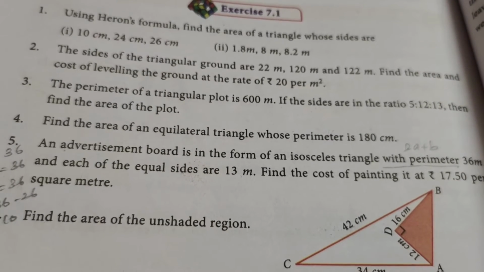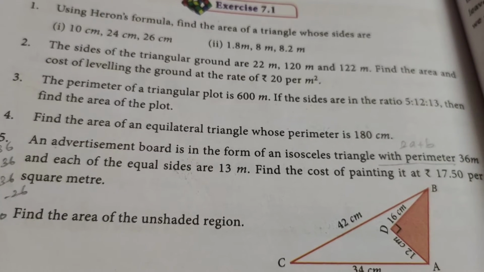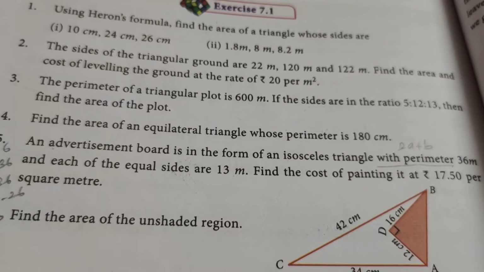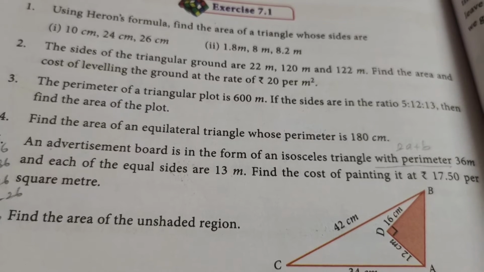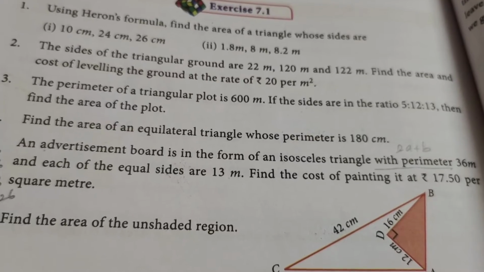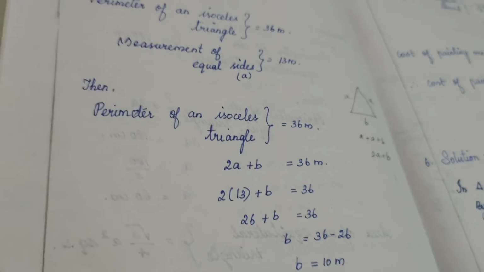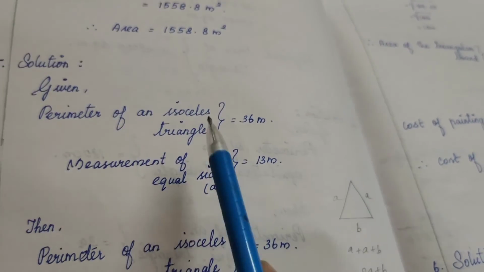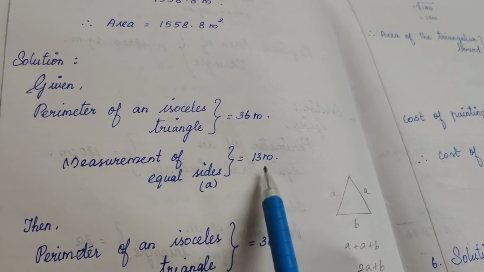Exercise 7.1, sum number 5. An advertisement board is in the form of an isosceles triangle with perimeter 36 meter and each of the equal sides are 13 meter. Find the cost of painting it at rupees 17.50 per square meter. The given detail is here we are having an isosceles triangle. Then the perimeter of the isosceles triangle is given, and the measurement of equal sides, that is A, is given.